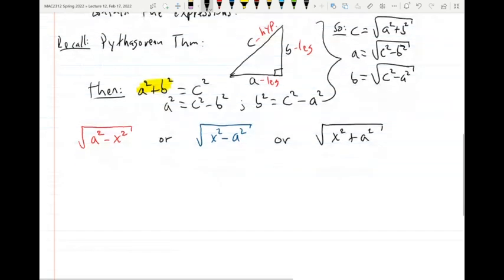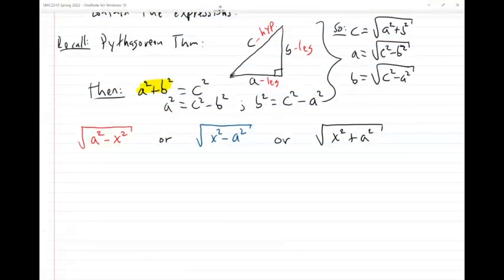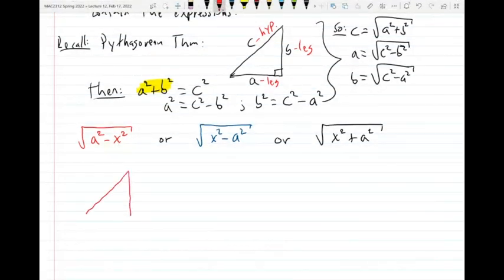For example, let's take a look at the red triangle. What's the hypotenuse of this red triangle? What's the hypotenuse? No. Look at the radical. Tell me a letter.